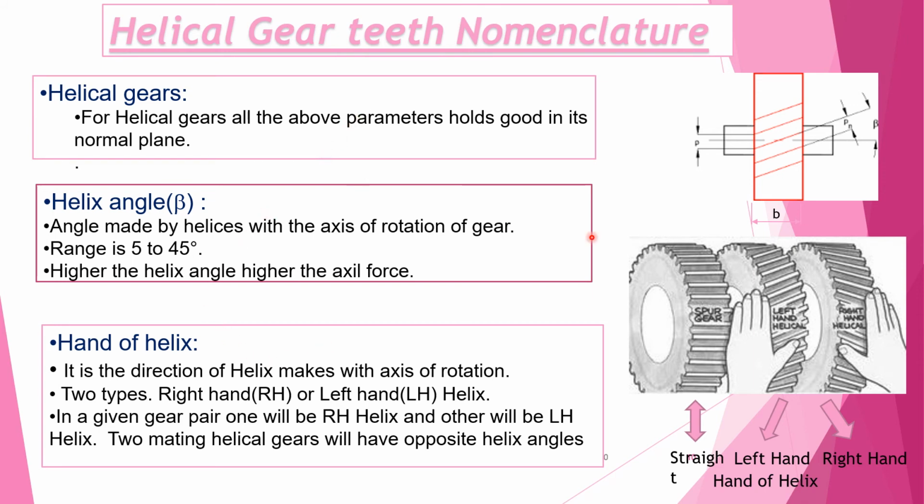Helical gears: the teeth are not parallel to the axis like a spur gear. They are inclined to the axis. If you keep your left hand like this and the thumb aligns with the tooth, then it is called left hand helix. If the tooth aligns with the right hand thumb, it is called right hand helix. Helical gears have the teeth inclined to the axis. The angle of inclination is called the helix angle. Then we have two types of helix, right hand helix and left hand helix.